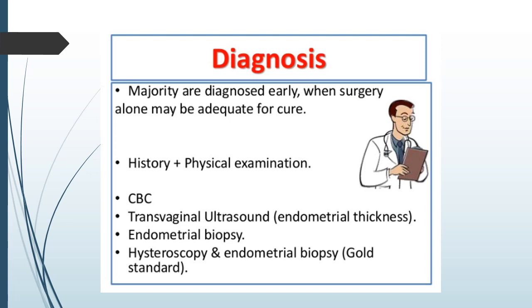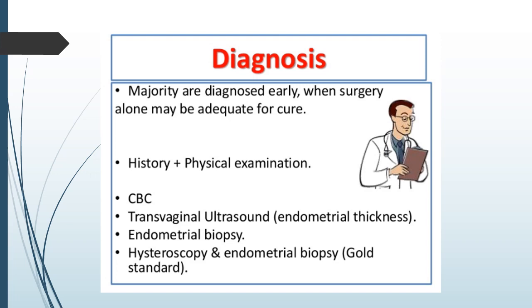The majority of patients are diagnosed early, when surgery alone may be adequate for cure. Usually diagnosis is by history and physical examination. Then we can have a complete blood count for assessment of the hemoglobin status of the patient. Then for diagnosis and investigation of postmenopausal bleeding, or in a case suspecting endometrial carcinoma, transvaginal ultrasound is of utmost importance. Transvaginal ultrasound tells us about the endometrial thickness. If the endometrium is more than 4 mm, then we should have an endometrial biopsy. If it is less than 4 mm, then endometrial carcinoma is very unlikely.